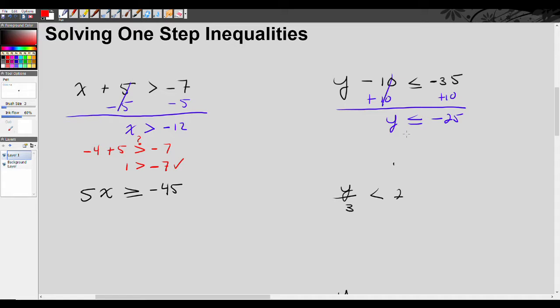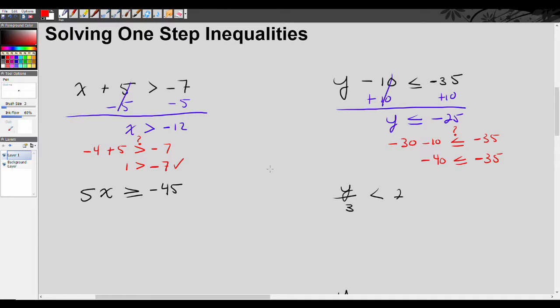If I choose a value for y less than negative 25 and plug it in, let's see if I get a true statement here. So let's pick negative 30. So instead of y, I'm going to put negative 30 minus 10. Is that less than or equal to negative 35? So here, what's negative 30 minus 10? It's negative 40. And negative 40 is most definitely less than negative 35. You can't possibly have a number that's less than and equal to at the same time. That's why it's an or.